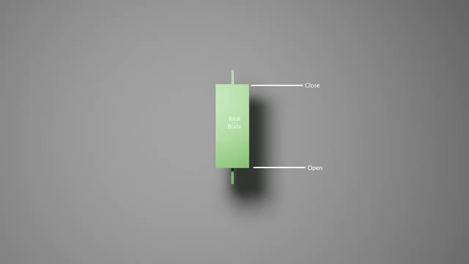The real body of the candlestick is determined by the open and close price. In this case, the close price is higher than the open price, thus we have a bull candle. The high of the candle is determined by the highest point the candle has reached. In this case, it's the upper shadow, or upper wick of the candle. The low of the candle is determined by the lowest point the candle has reached. In this case, it's the lower shadow, or lower wick of the candle. We have now completed the anatomy of basic candlestick constructions.